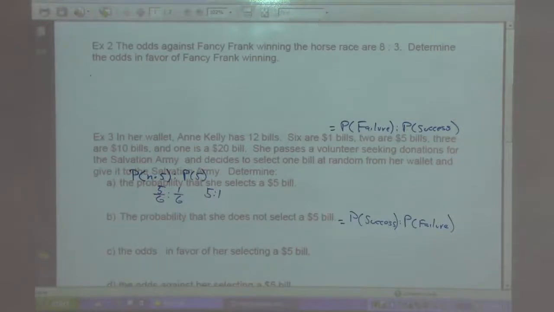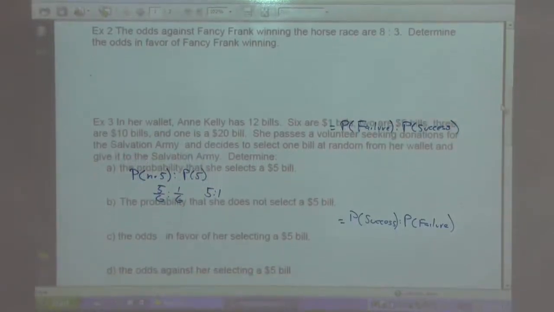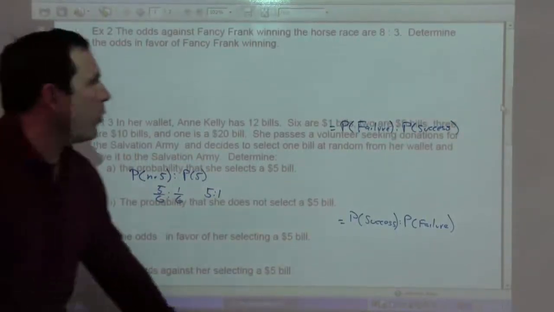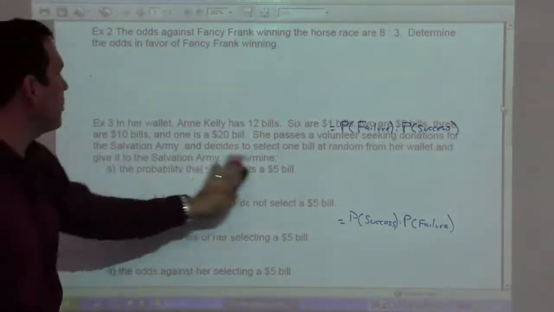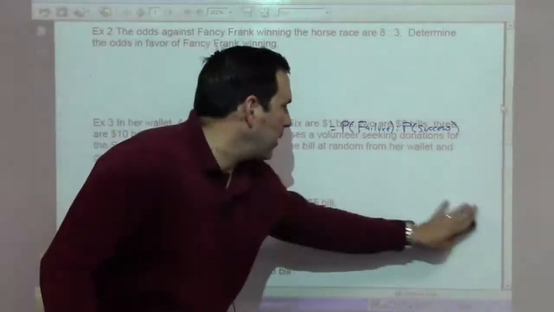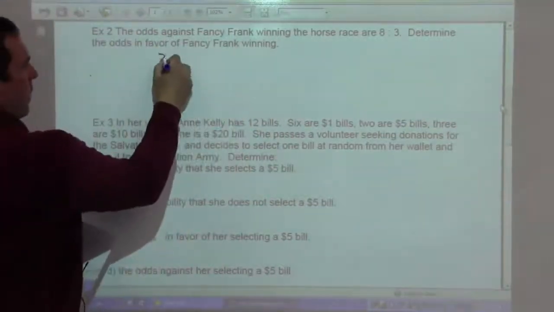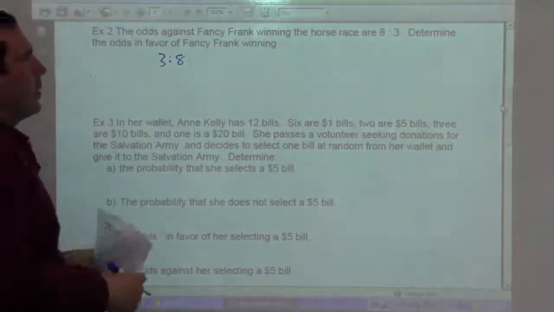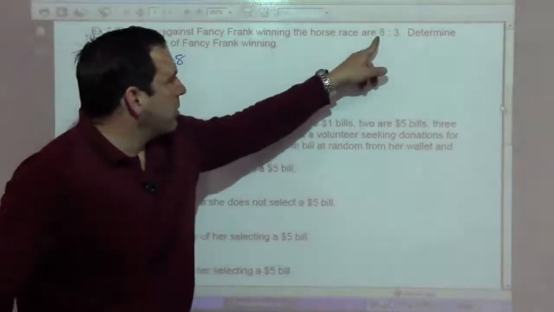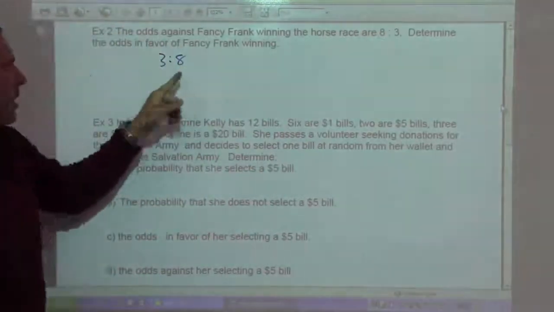Example 2. The odds against Fancy Frank winning the horse race are 8 to 3. Determine the odds in favor of Fancy Frank winning the horse race. Well, it's going to flip it around: 3 to 8. 8 ways to lose compared to 3 to win. That means 3 to win compared to 8 to lose.